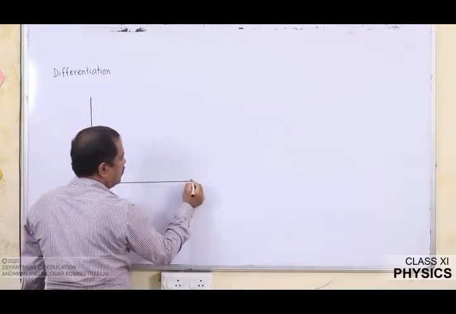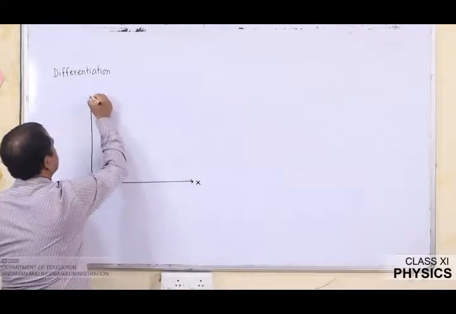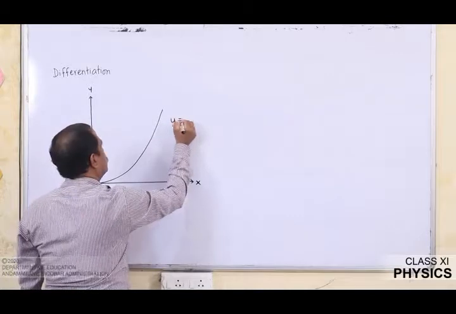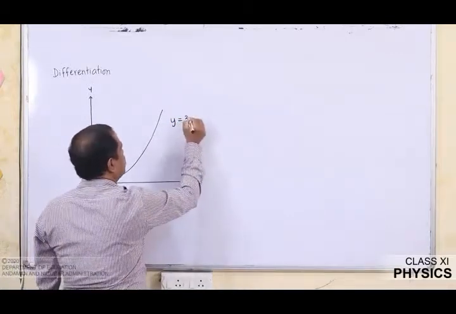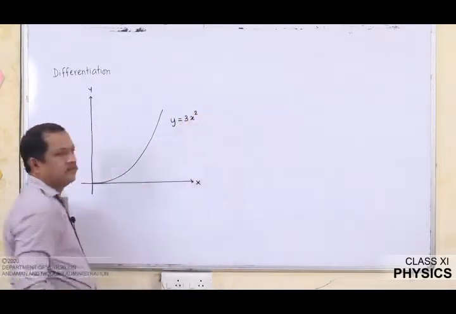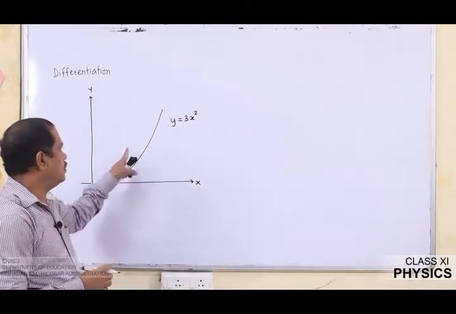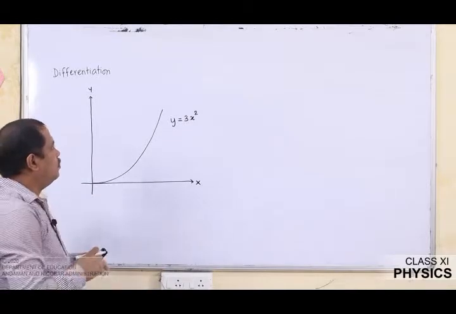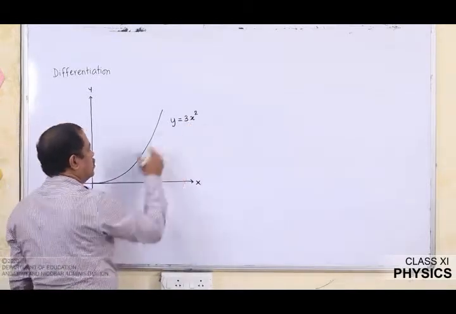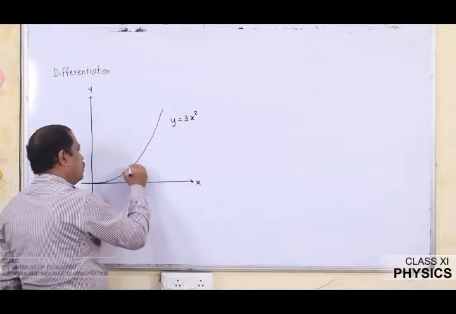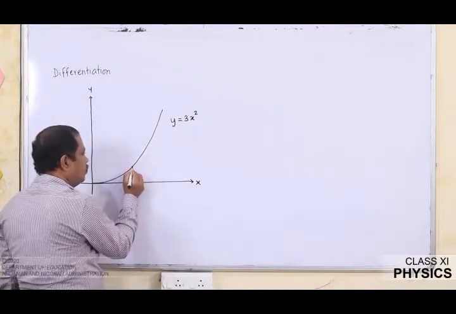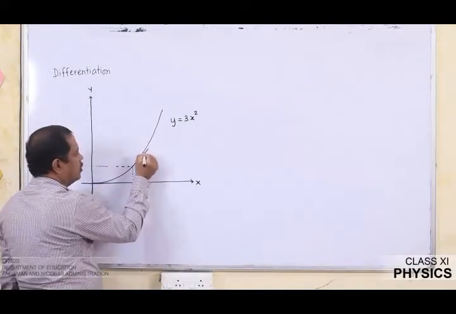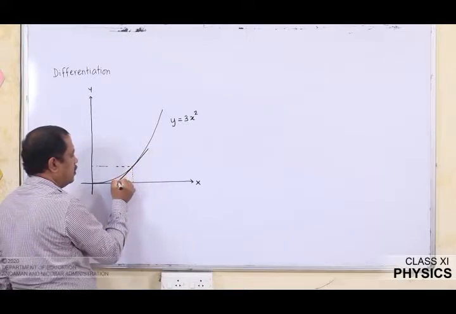For a curved graph, let me say that this is x, this is y, and I have a curve like this, say y is equal to 3 times x square. This is the curve which is described by this function or equation. Now, to calculate the slope for a particular value of y, instantaneous value, this will be the slope of the tangent drawn at this point.